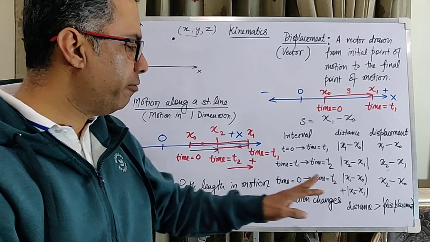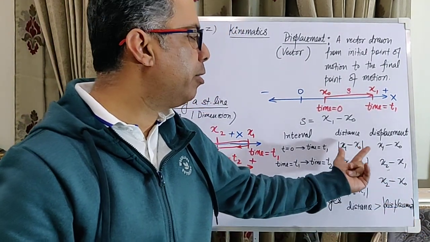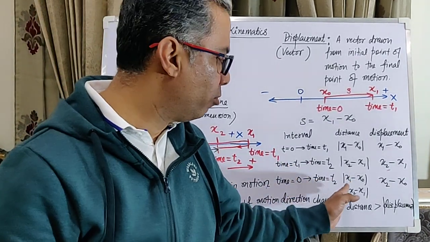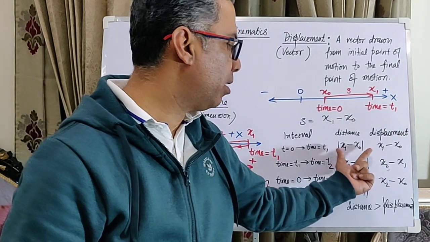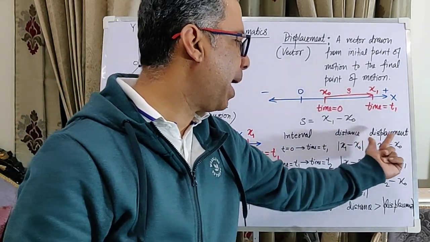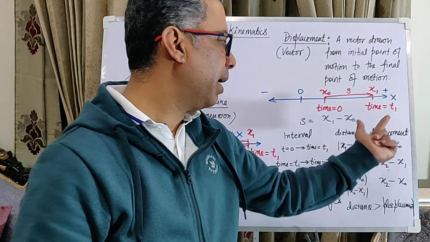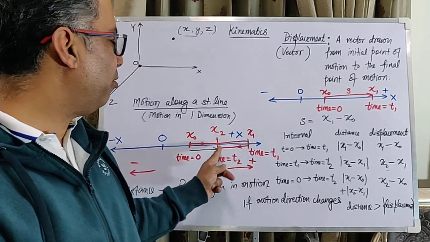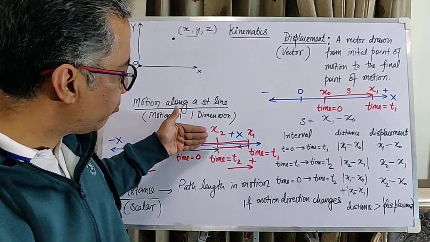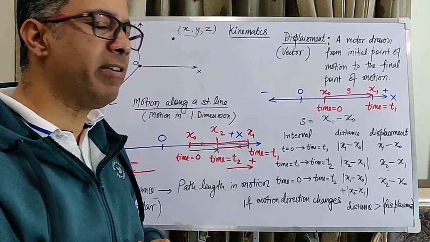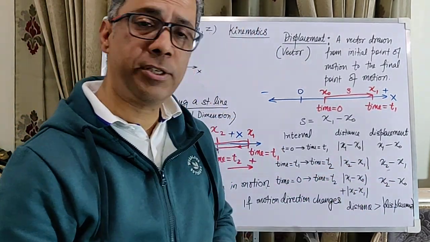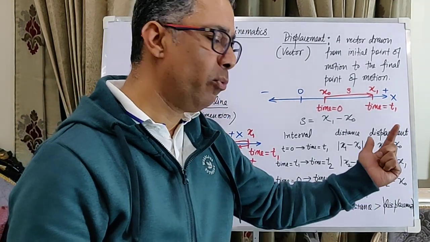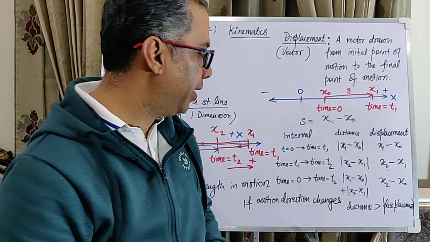But if there is no reversal in motion direction, the magnitudes of distance and displacement remain the same. There is no difference between their magnitudes. As you can notice in these two examples, the magnitude of distance and the magnitude of displacement are the same. But the moment you have a motion in which the direction is changing, initially in positive x and then in negative x direction, distance ends up having a magnitude which is greater than that of displacement.